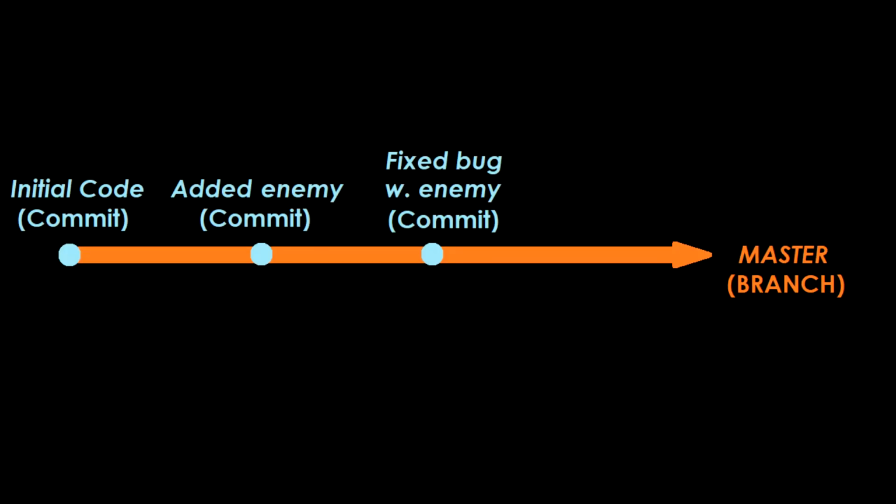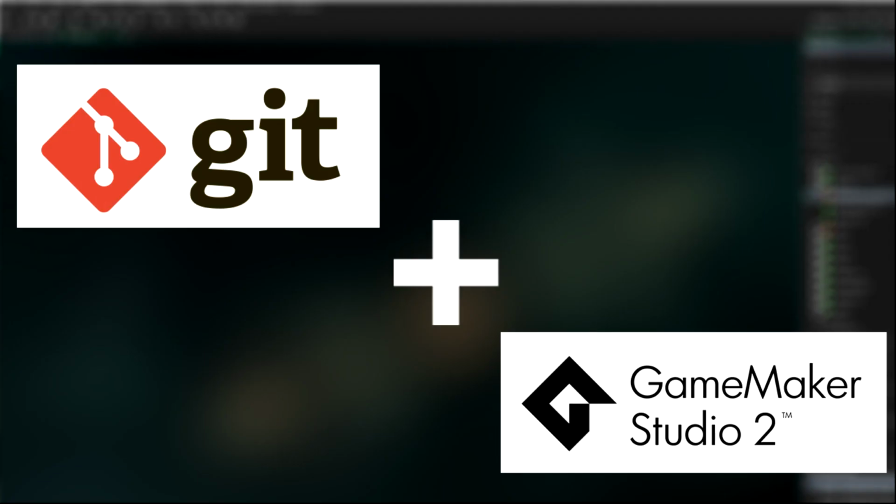Another suggestion is to try to stick to the master branch as much as you can. Creating branches leads to merge conflicts, and that will take time to resolve. A master branch only is also much more simple to understand for most projects. I hope this gave you an overview of how to use Git in GameMaker.